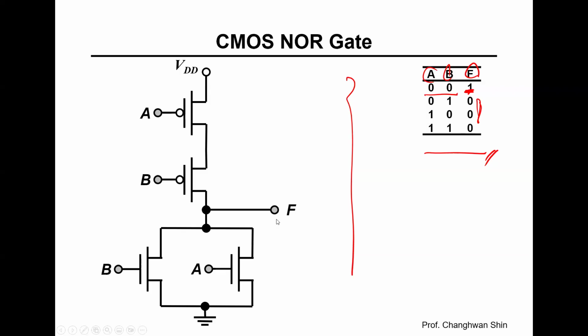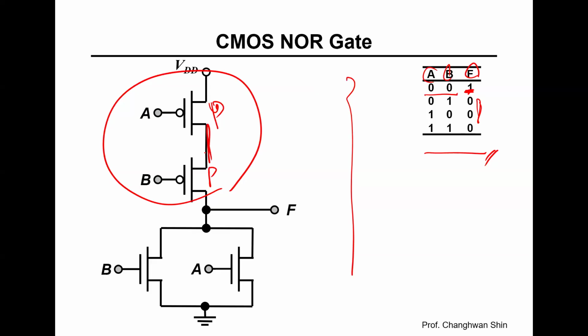So in this circuit, the pull-up and pull-down networks are essentially inverted versions of what we have seen in the NAND gate. So the pull-up network now consists of two p-channel MOSFETs, right? And they are connected in series. So this means both inputs, A and B, must be low to turn on both p-channel transistors and connect the output to VDD in the end, producing a high output value.